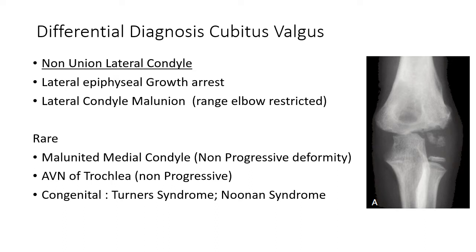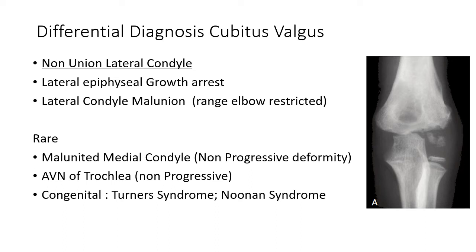Thickening of the supracondylar ridge on the lateral side with full range of motion and disrupted 3-point bony relationship. In lateral epiphyseal growth arrest, you will have similar findings and the deformity will be progressive. So you may not be clearly able to distinguish between non-union and lateral epiphyseal growth arrest because the findings will be more or less similar.